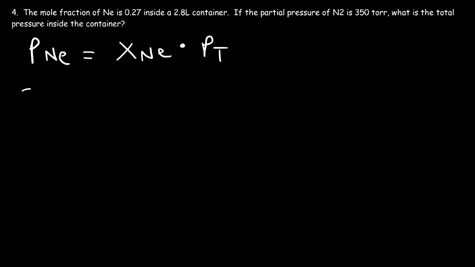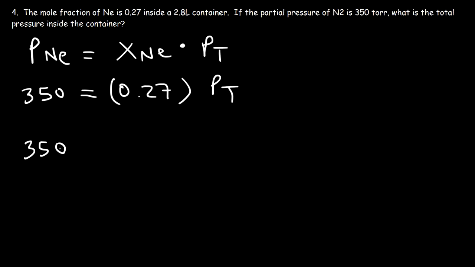Now we know that the partial pressure is 350 and the mole fraction is 0.27. So with that information, we can calculate the total pressure. It's simply going to be the partial pressure divided by the mole fraction. So it's 350 divided by 0.27.